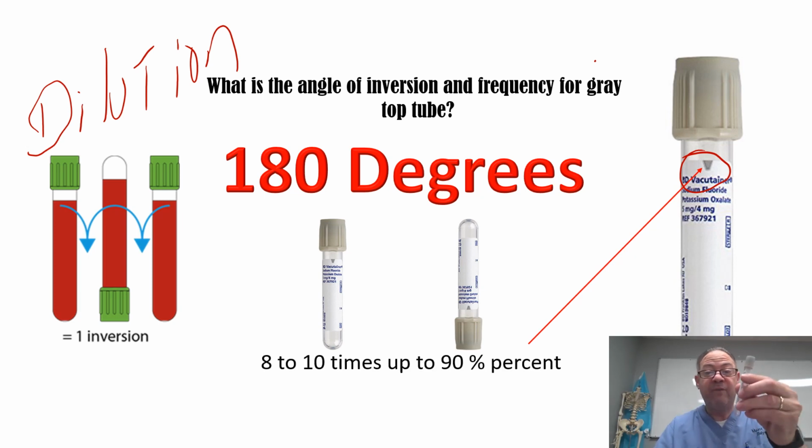And normally, we have to invert this tube 8 to 10 times. So, that will be 1, 2, 3. Not like this. That is not inversion. Okay? This is the proper inversion. 90 degree angle, 90 degree angle. Así es como se invierte apropiadamente. No así. Eso es shaking, ni así tampoco. Eso está incorrecto.